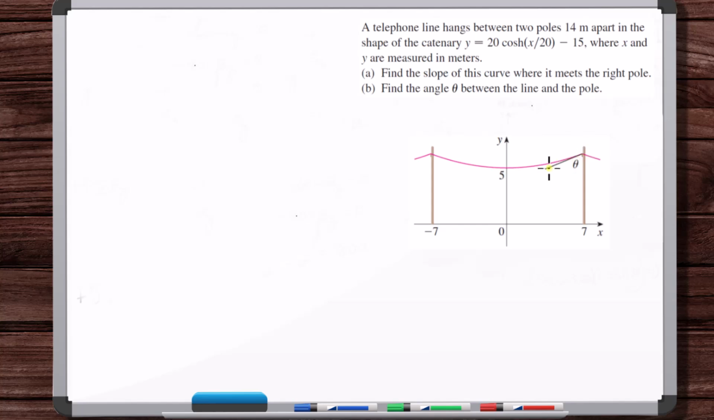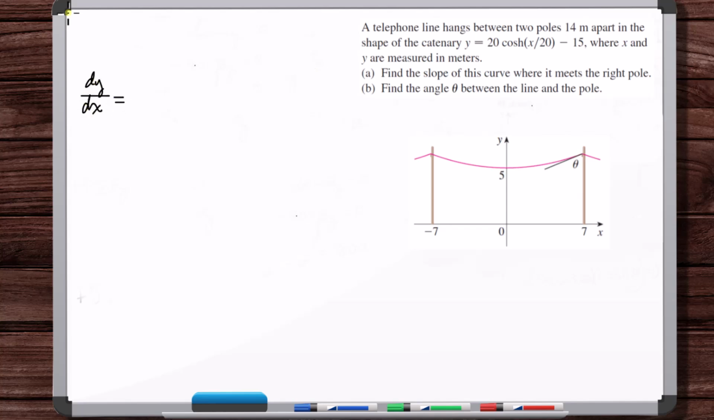So for this slope here, we can see that this curve, this catenary as they call it, has x equal to 0 at the center. So we want to find dy/dx and then set x equal to 7, right? Because the poles are 14 meters apart.